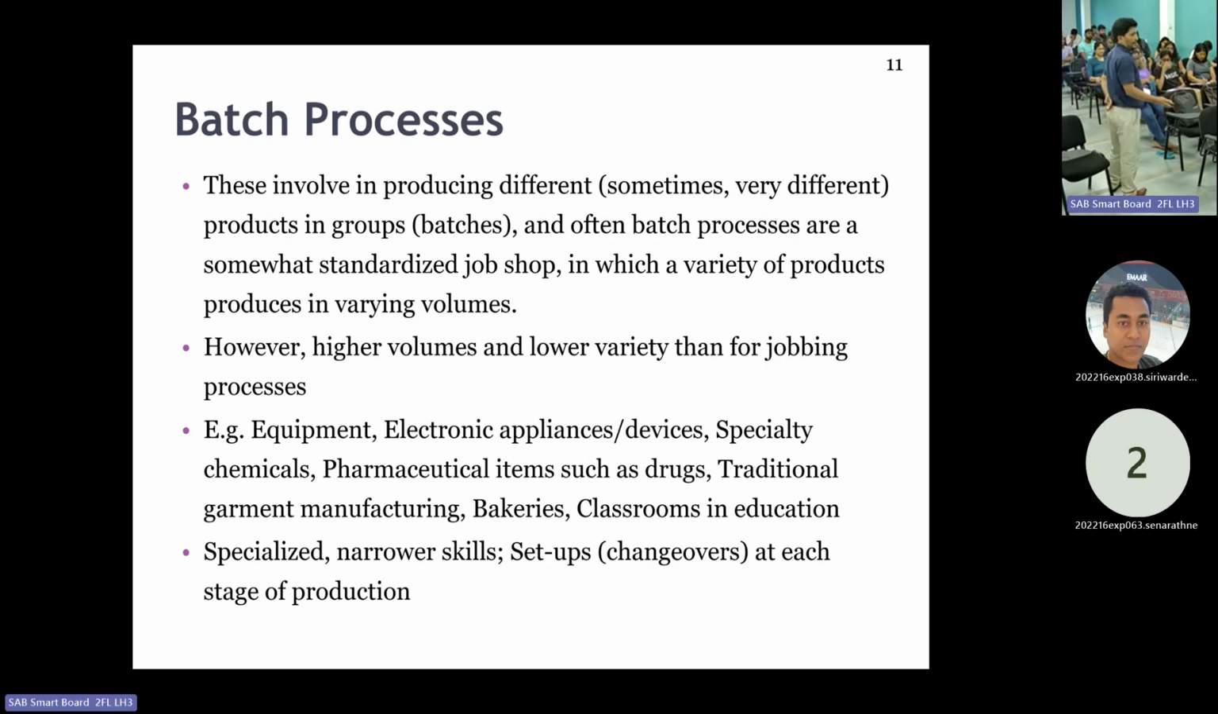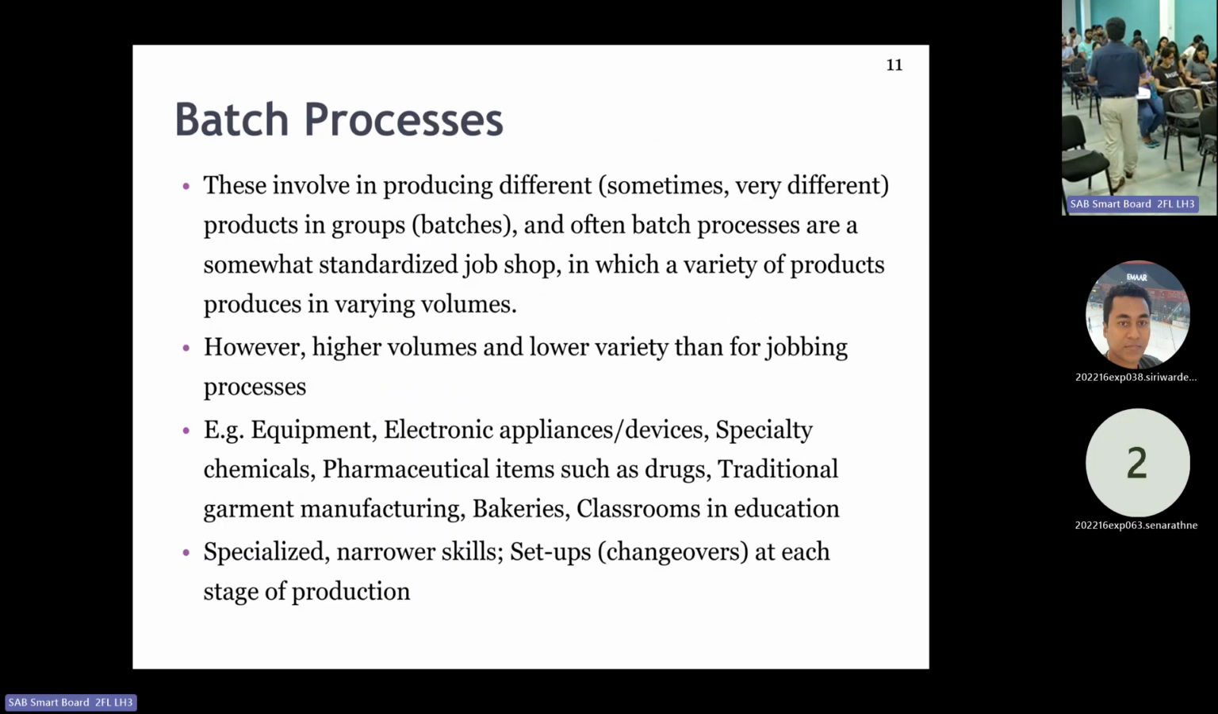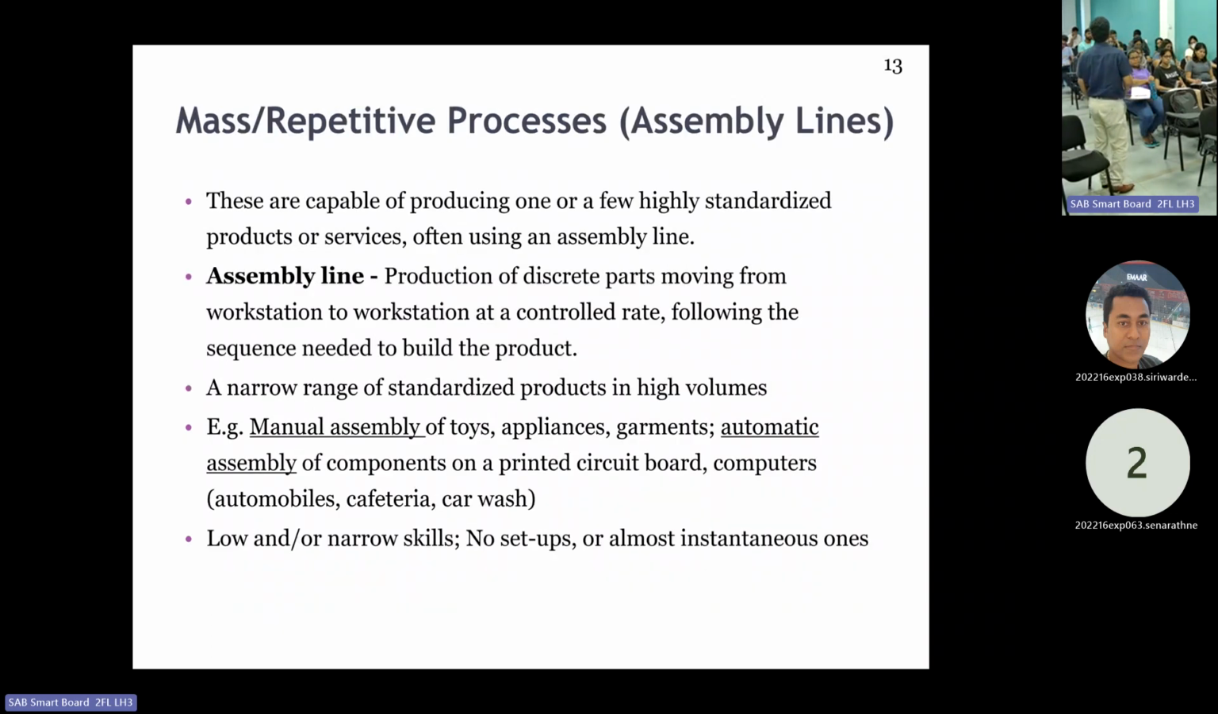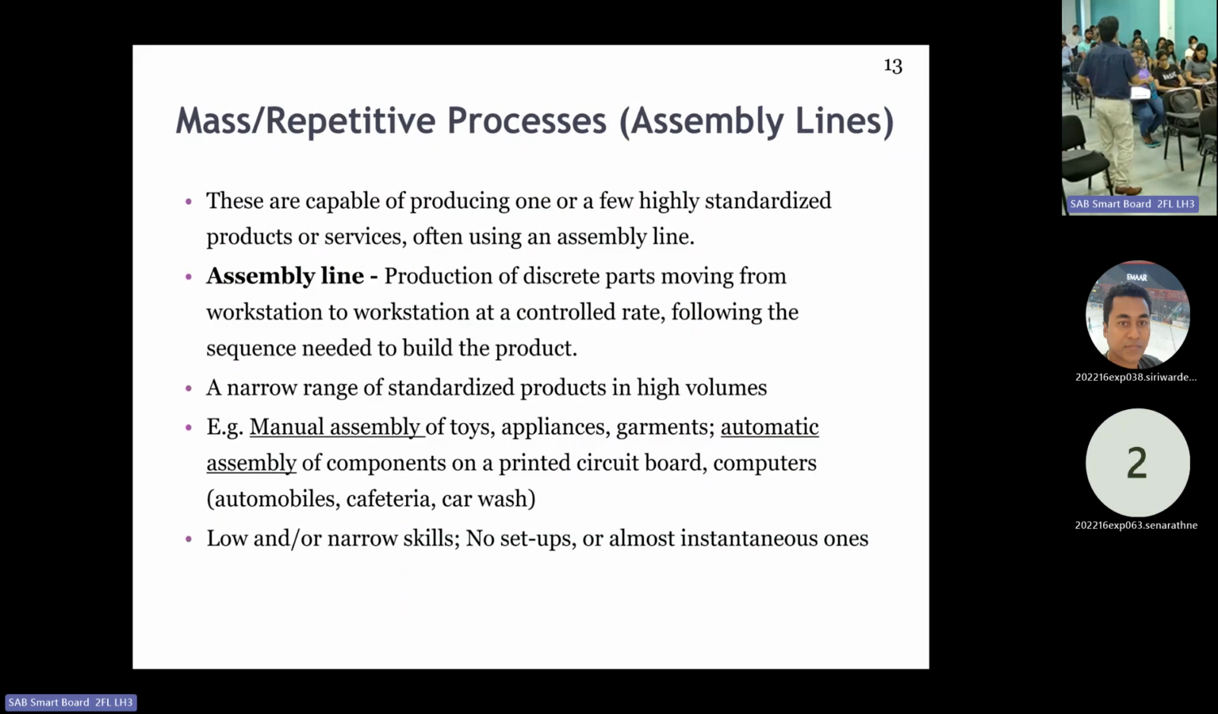Coming to the fourth one, which is commonly used in industrial production for both B2B and B2C, mostly B2C. Batch processing is used in both B2C and B2B, but repetitive processes we see mostly in B2C, though in some B2B contexts also, if they expect standardized products. So what is the main unique characteristic here in assembly line compared to other types?